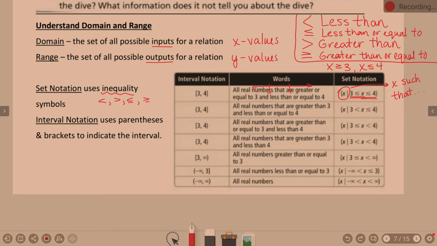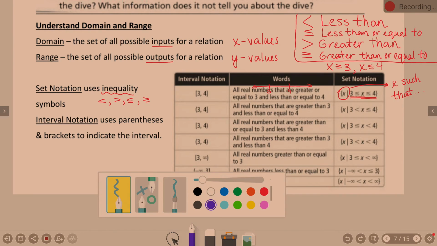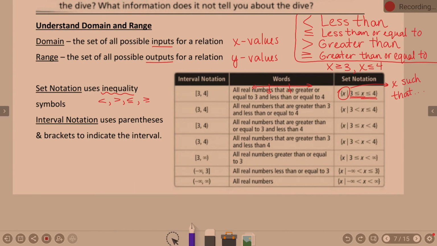Okay. Where are all numbers that are greater than or equal to 3? Where are those numbers in relation to 3? They're where? Right, to the right, aren't they? Where are all numbers that are less than or equal to 4? To the left. So where are these numbers that are greater than or equal to 3 and less than or equal to 4? They're in the middle. Okay? If you remember anything from Algebra 1, this is an and statement.